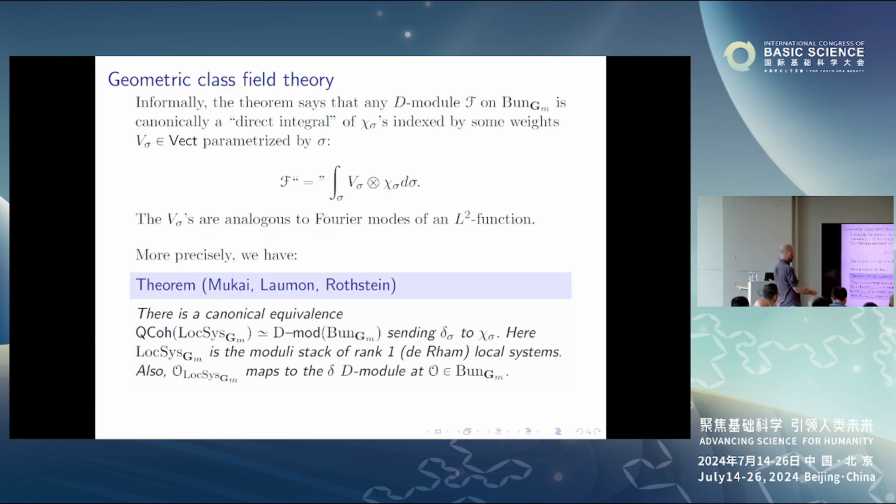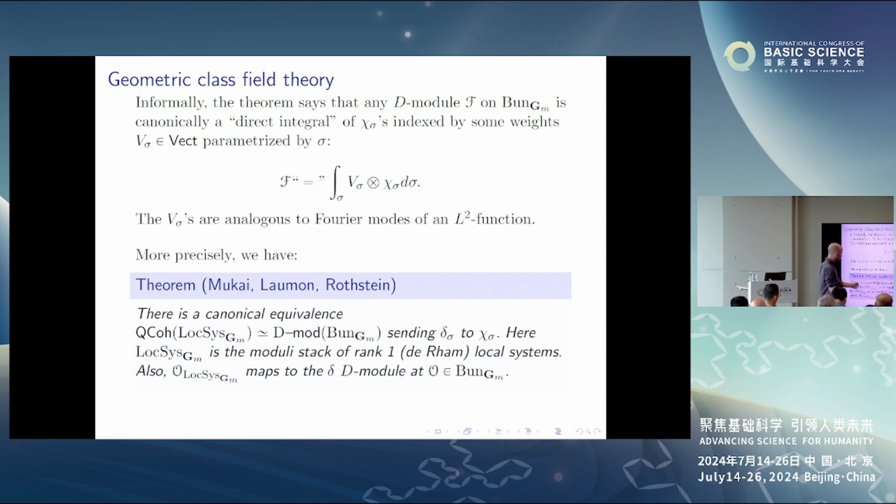And so just to give a sense for this equivalence, the idea is that if you have a point in this Loc_GM, you can put a skyscraper sheaf there. That's what I'm calling this delta sigma. So you take a point, you get a sheaf here. That's going to correspond to some D module on Bun_GM, and what it corresponds to is just this chi sigma. And so that's the kind of key property.